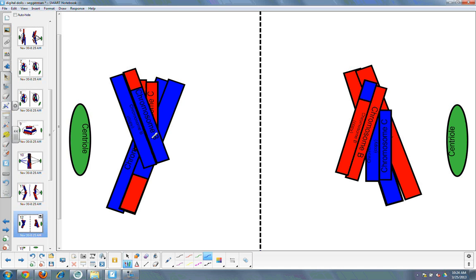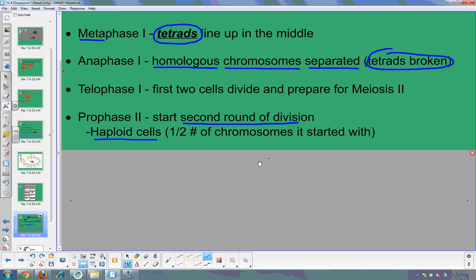So it just gets ready to divide again. So metaphase 2, our sister chromatids now are going to line up in the middle. So this is what usually happened during metaphase, during mitosis. So here we go. This is metaphase 2. Notice the sister chromatids are lined up in the middle of each cell. So this dark line means these are separated. We've got 2 separate cells going on here.